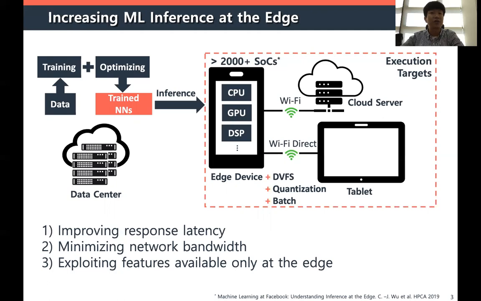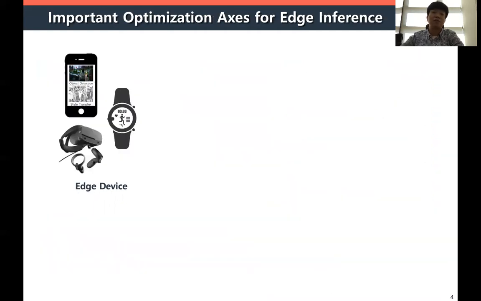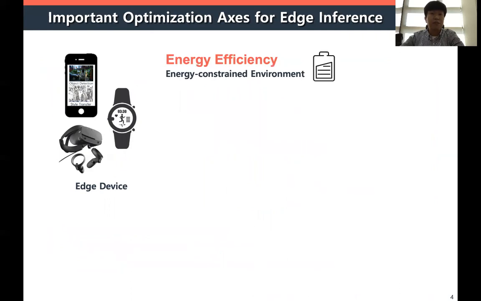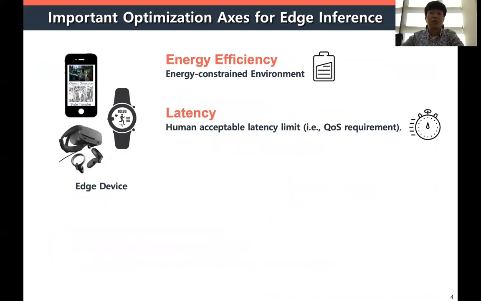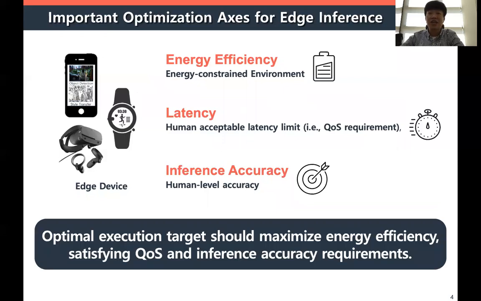As there are various execution targets available for edge inference, it is crucial to select an optimal execution target. Then, which execution target would be the optimal one? There are three important optimization axes for edge inference. The first one is energy efficiency, as edge devices are energy constrained. The second one is latency, since users abandon the service if its latency exceeds the acceptable limit. The third one is inference accuracy, to achieve human-level accuracy. In summary, the optimal execution target should maximize the energy efficiency while satisfying the latency and accuracy constraints.